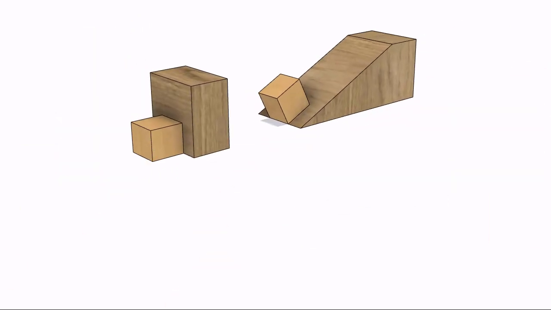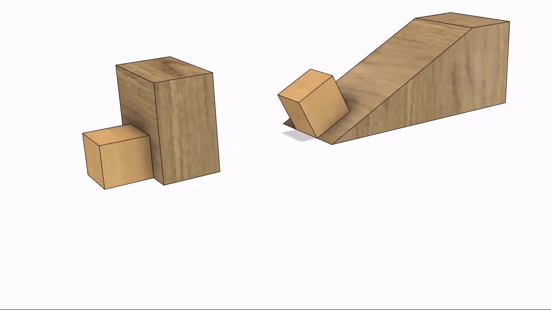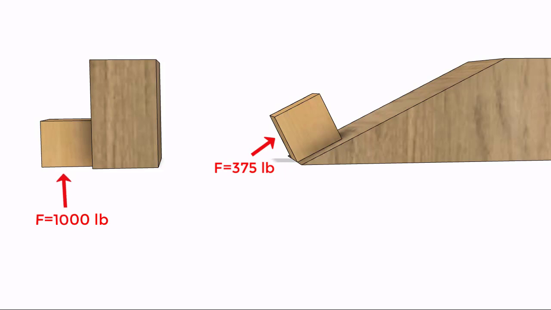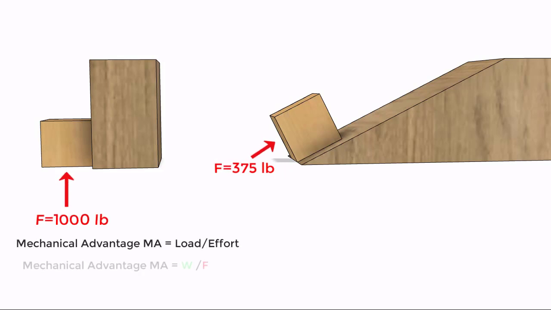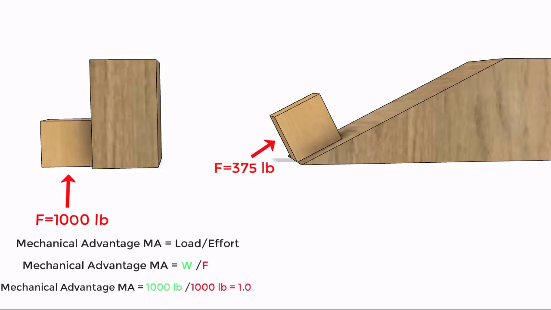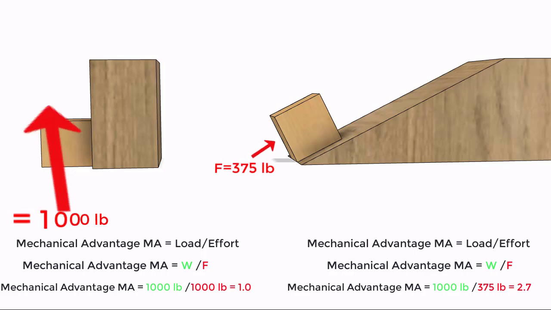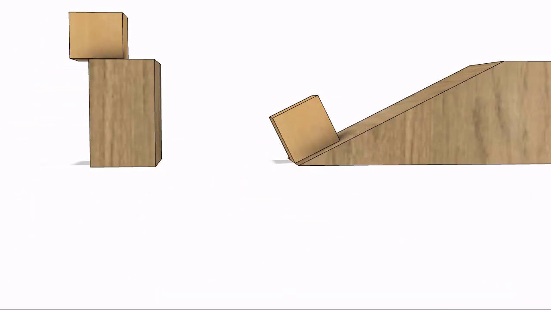Now we will compare the mechanical advantage of the first case to the second case. The mechanical advantage will simply be the load over the effort. For the first case, it will be the weight over the force, which is just going to be 1.0. For the second case, it will be 2.7. And from this, we can conclude the inclined plane provides a greater mechanical advantage.